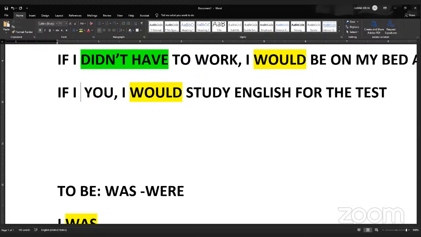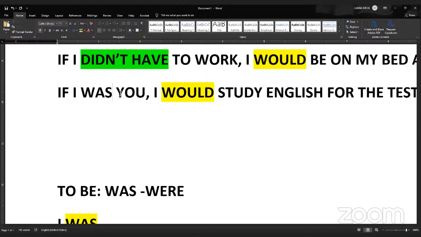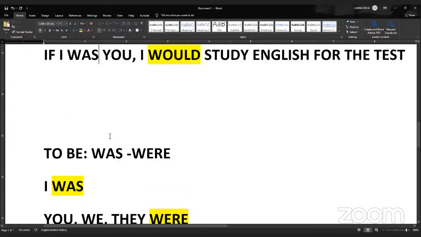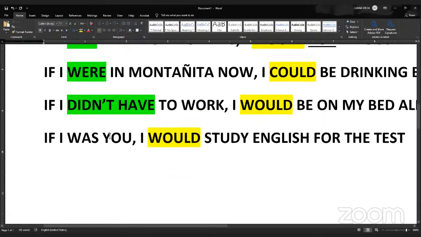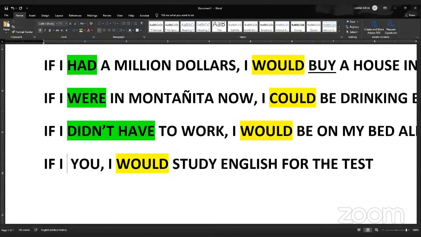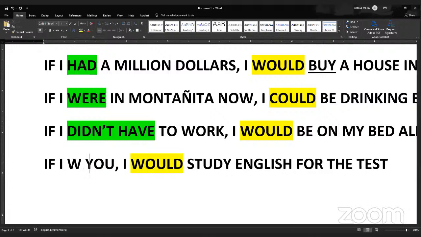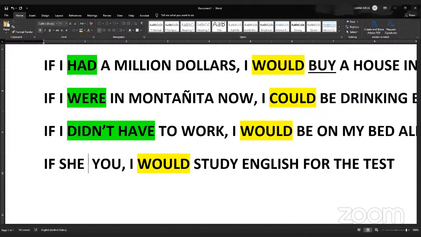Debería ser así. If I was you, si yo fuera tú. Gramaticalmente, aplicándolo al verbo to be, en conjugación, cuando se lo conjuga, is I was. Pero en la estructura del segundo condicional, trabajamos de forma diferente. Were. If I were. Inclusive, en las terceras personas también se lo aplica.